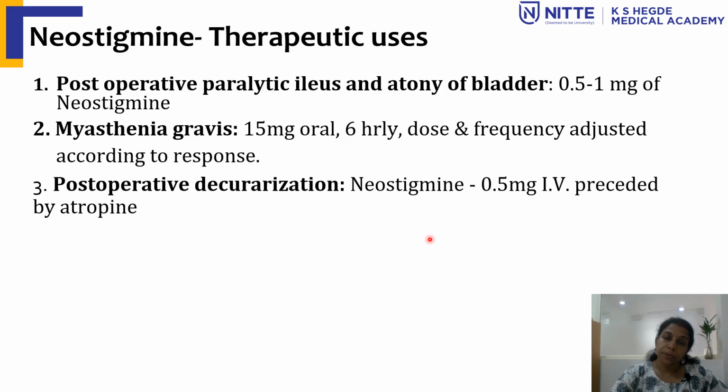Coming to the therapeutic uses of neostigmine, it is used in post-operative paralytic ileus and atony of the bladder. Myasthenia gravis: 50 milligram is given orally every 6 hours, and according to the response of the patient, the dose can be adjusted. Next is post-operative decurarization, to reverse skeletal muscle paralysis caused by non-depolarizing blockers. Neostigmine is given 0.5 milligram intravenously, preceded by atropine. Why? To counteract the muscarinic side effects.